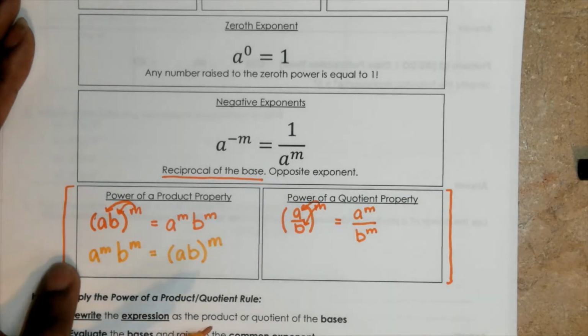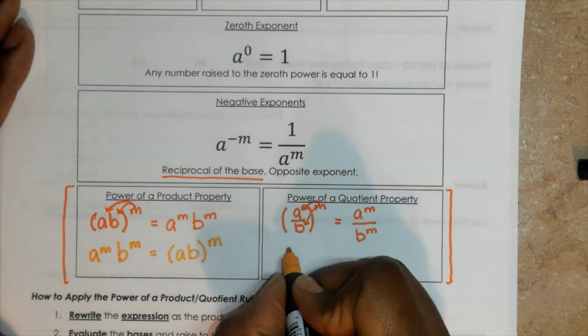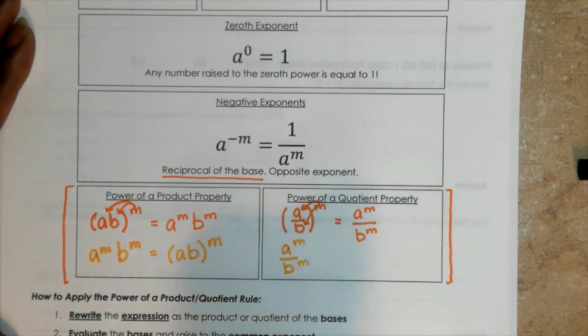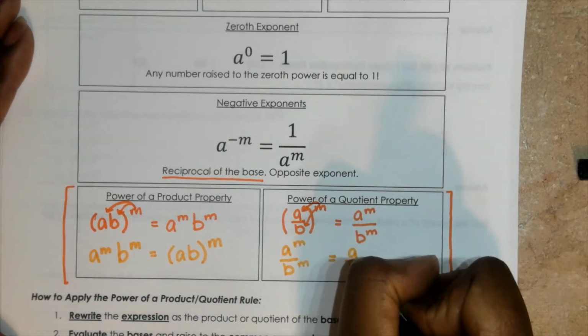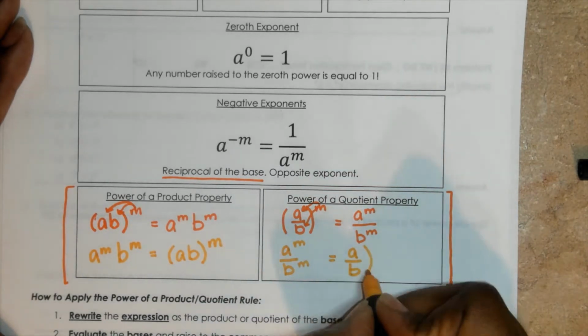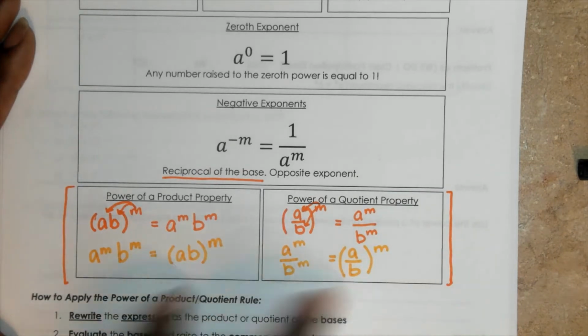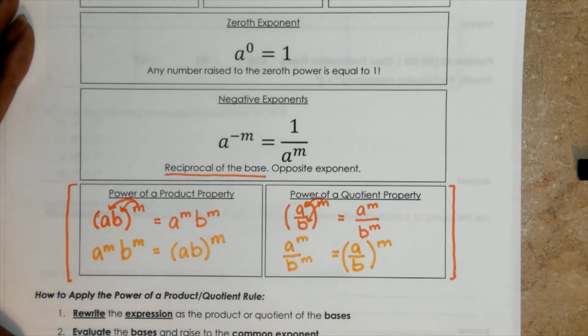And just like before, power of a quotient property also says that if you have two exponential expressions that are being divided and they have different bases and the same exponent, you can divide the bases and keep the exponent. Notice how I also added parentheses with both of those. Okay? Pause the video right now and copy these into your notes, please, and thank you.